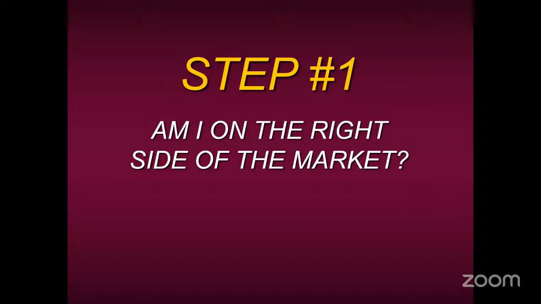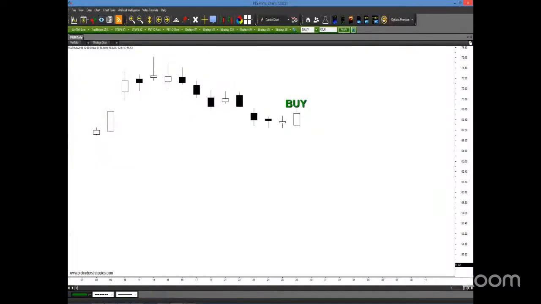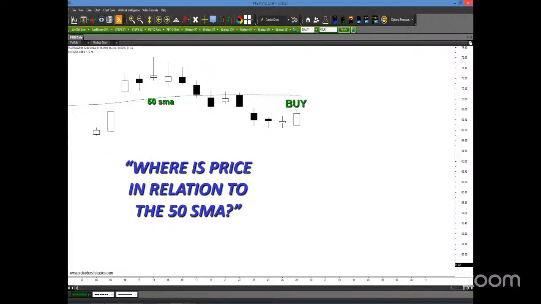Now, looking at this example, this student would have said, sure, I'm on the right side of the market, Steve. It broke out of that bullish wedge. But remember, that's not the way we determine whether you're on the right side of the market. The way we determine it is by applying, regardless of market or time frame, you must always apply the 50-period moving average. And now you ask yourself, where is price in relation to the 50-period moving average?